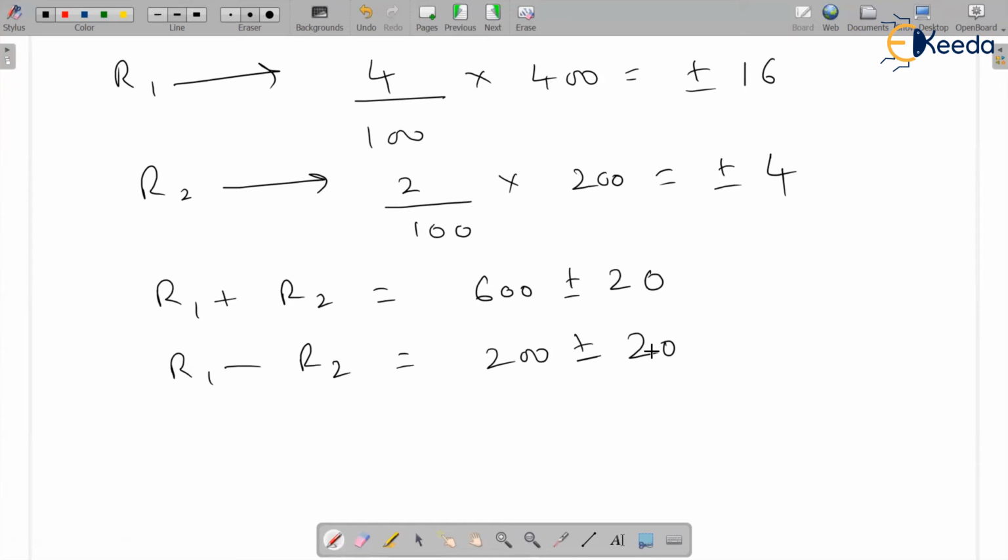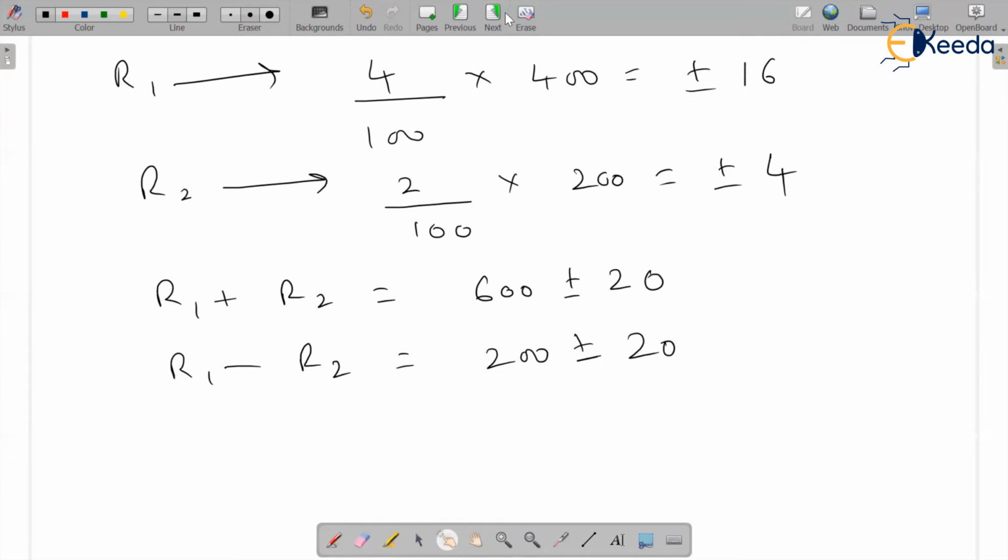Okay now? So what are limiting errors? These are limiting errors. This 20, this 20 and this 20, they are limiting errors. Okay now?